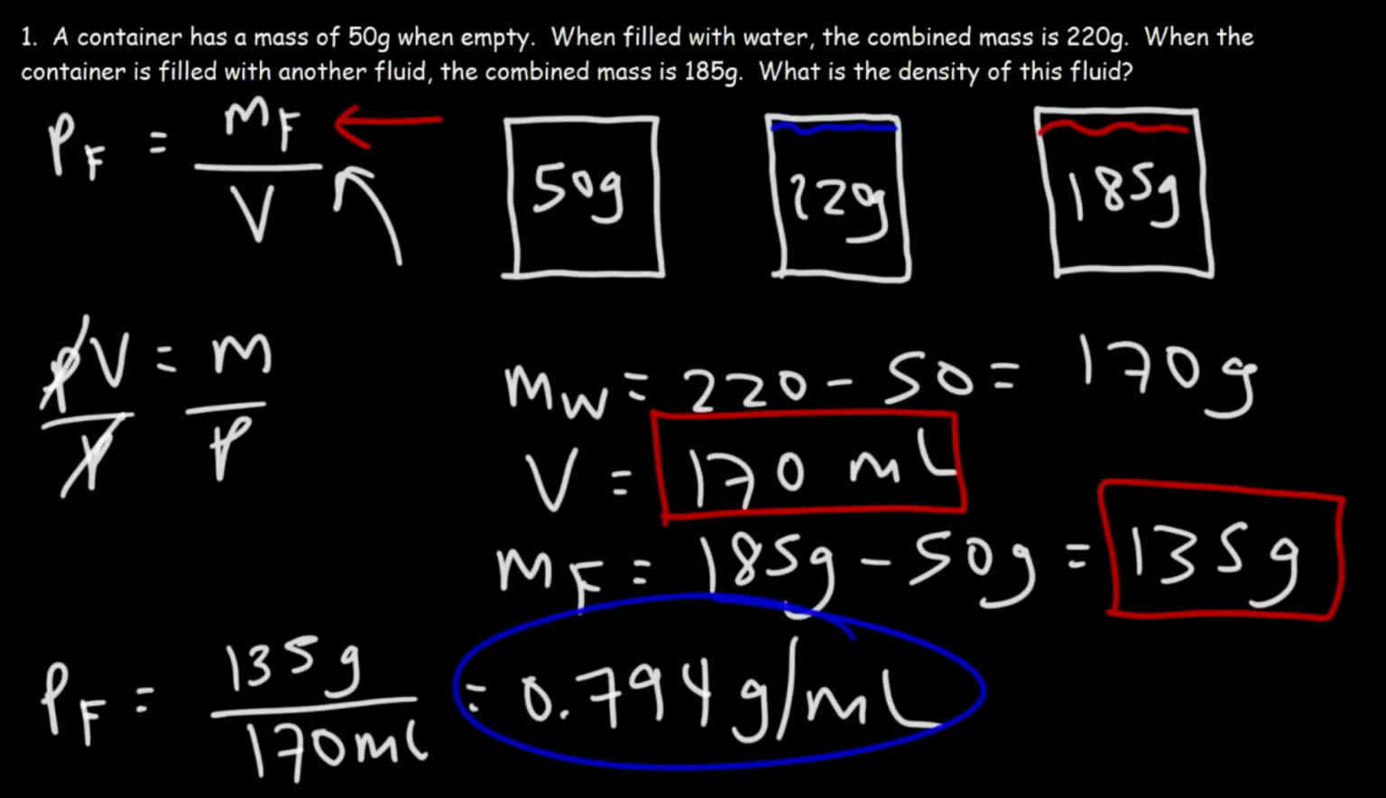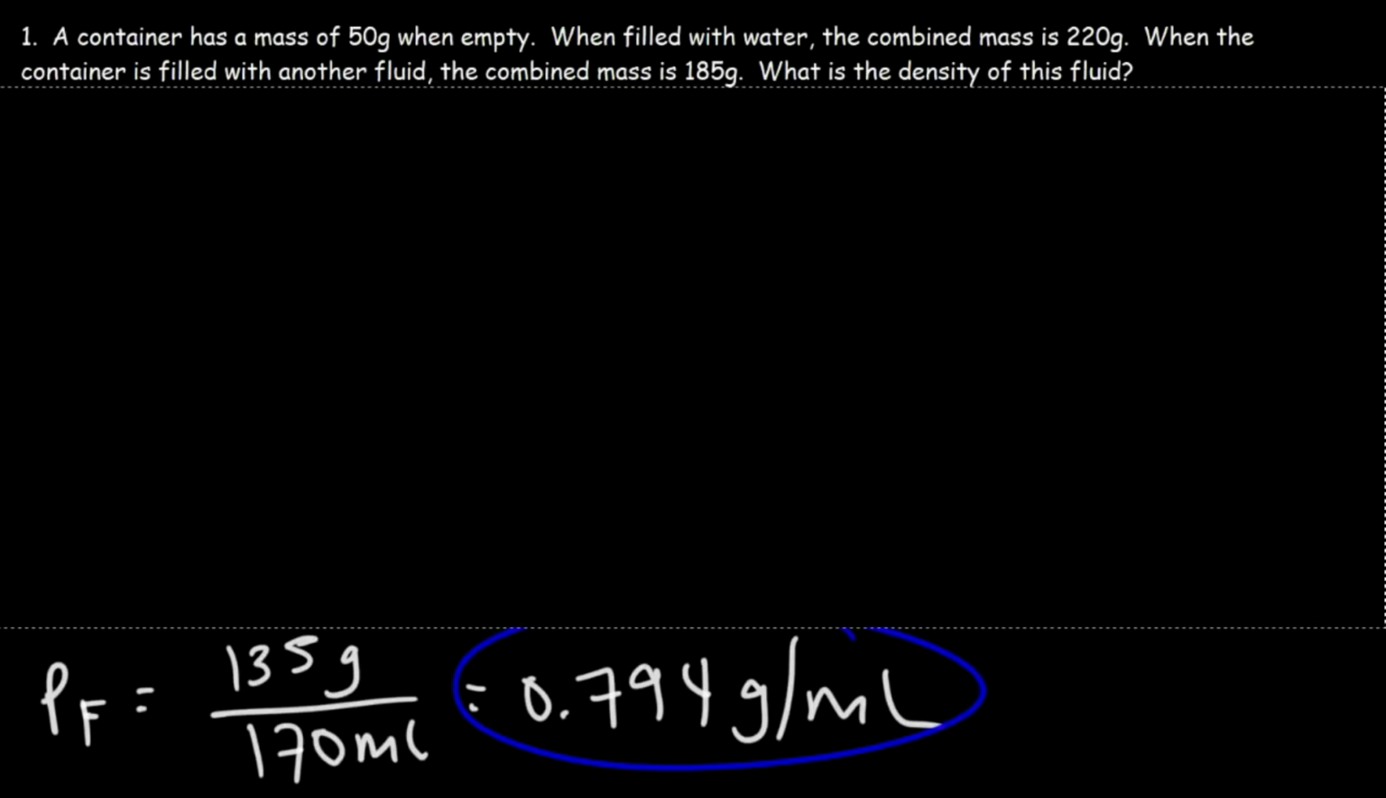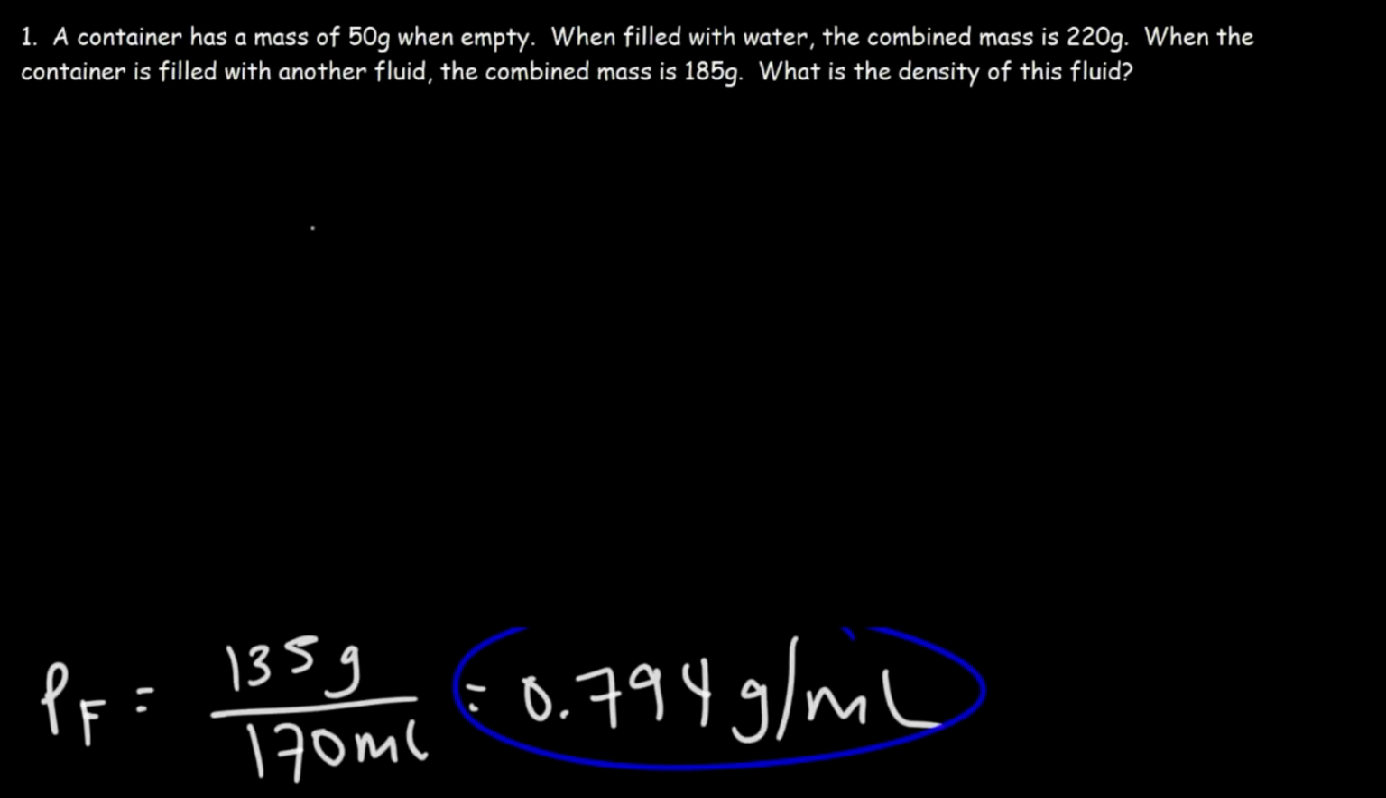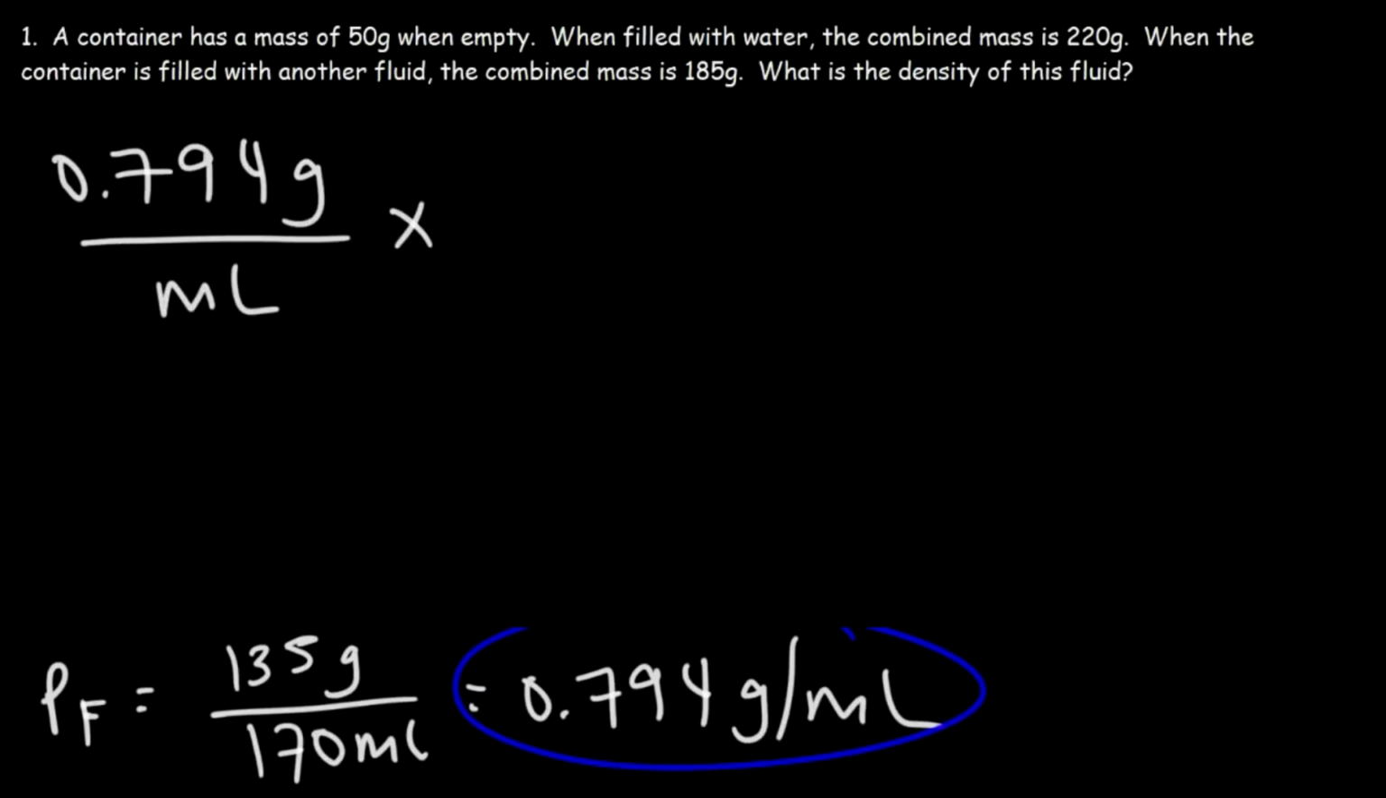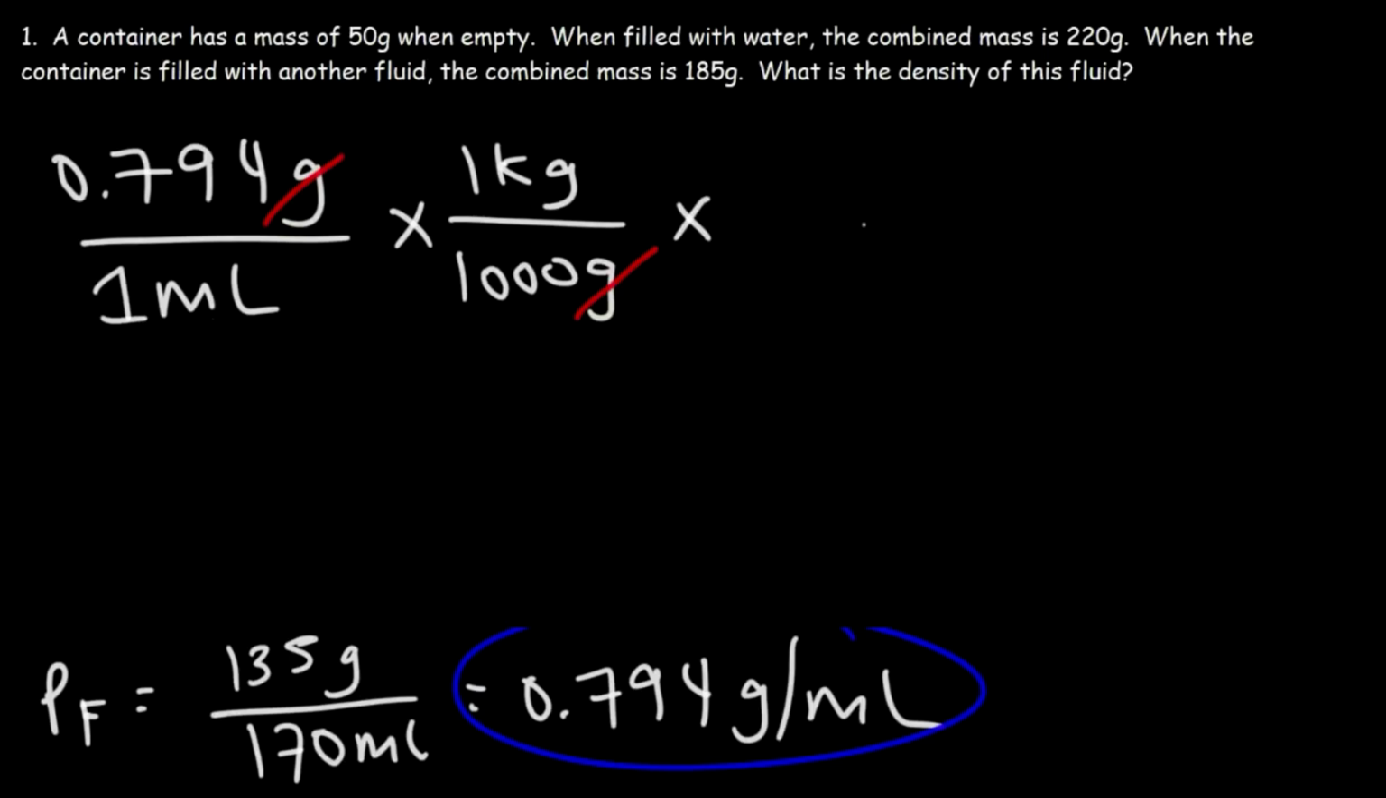What is the density of the fluid in the units kilograms per cubic meter? What would you say? Let's talk about how to convert it. So let's start with what we're given, 0.794 grams per milliliter. Now we need to convert grams to kilograms. You need to know that 1 kilogram has a mass of 1,000 grams. So the unit grams cancel. Now let's convert milliliters into liters. 1 liter has a volume of 1,000 milliliters.